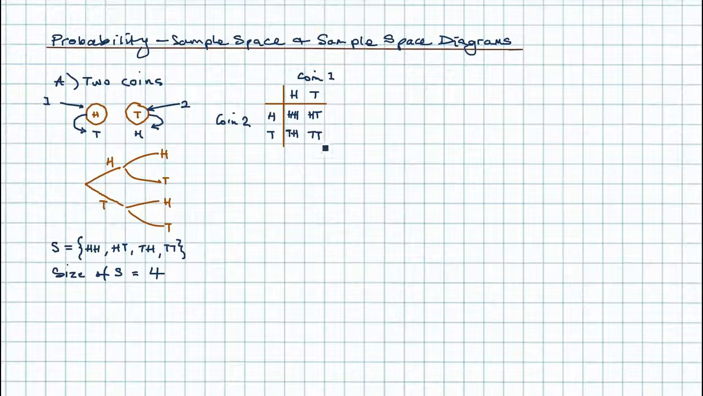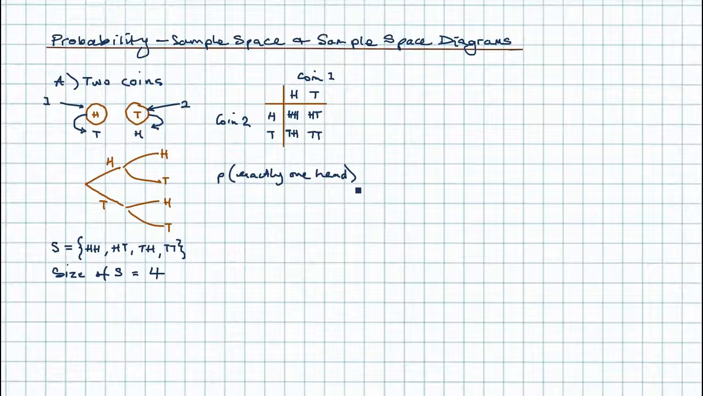So that is a sample space diagram, and it helps us in simple probability questions. Because if we list all the possible outcomes, then that gives us the denominator for our probability fraction. So let's have a look at an example. If I said, what's the probability of this event, of flipping 2 coins and getting exactly one head?